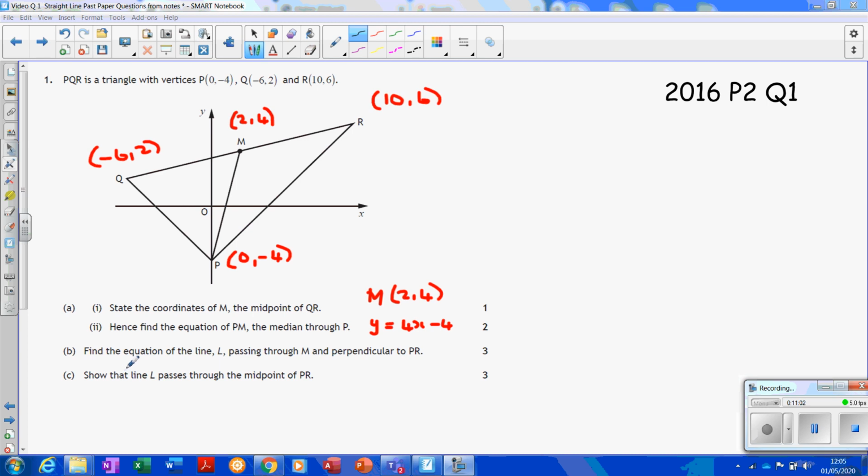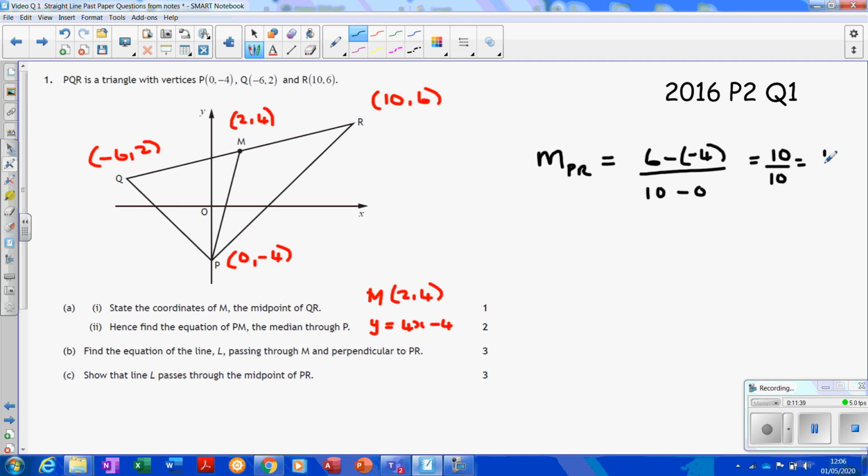Okay, part C, we want to find the equation of the line L passing through M and perpendicular to PR. Right, if it's perpendicular to PR, we know that the product of the gradients, M1 times M2, is minus 1. So the first thing I need to do is get the gradient of PR. The gradient of PR, it's those 2 points I'm using, is 6 minus 4 divided by 10 minus 0. So that turns out to be 10 divided by 10, so the gradient of PR is equal to 1.